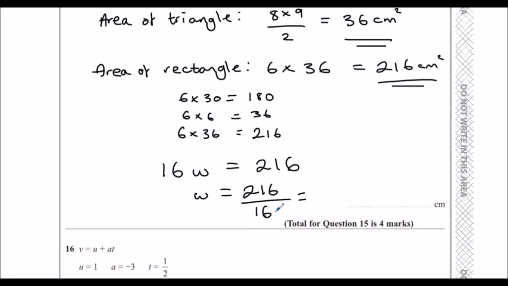So if I half top and bottom, that'll be 108 over 8. Half the top and bottom again, 54 over 4. And again, 27 over 2. And 27 over 2, half of 27 is 13.5 centimeters.